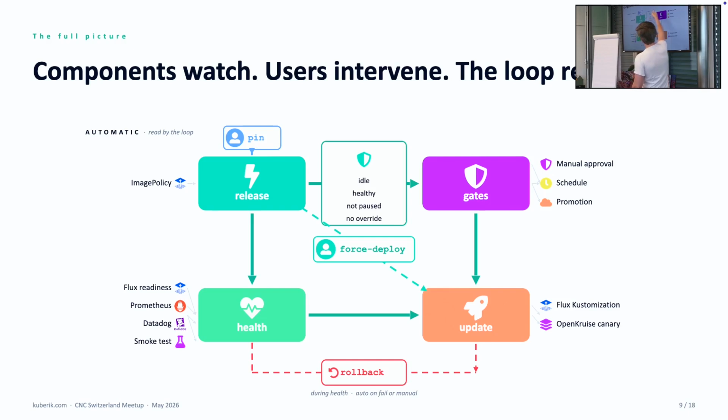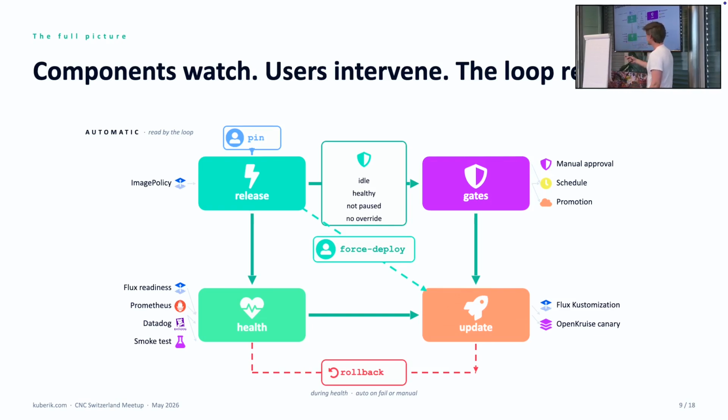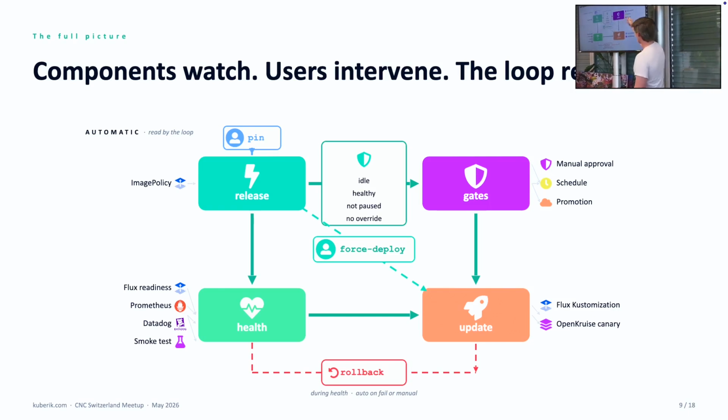First off, it has to check that some things are satisfied: that there's no rollout already running, that everything is healthy. If we're not in an incident, we don't want to roll out a new version when there's an incident. We don't want to roll out when it's paused because we perhaps rolled back also.